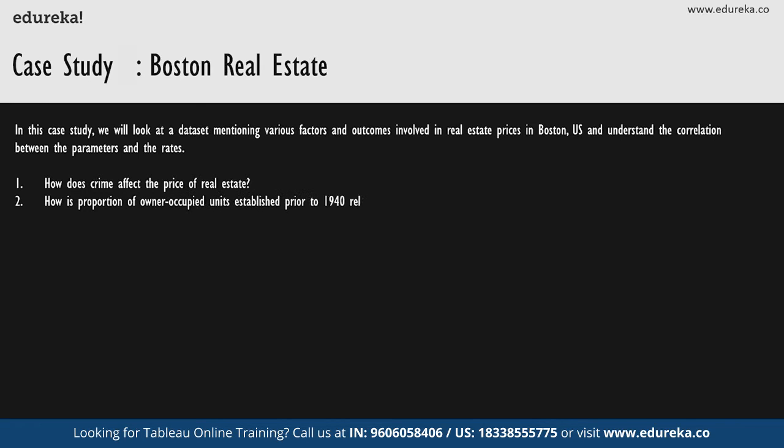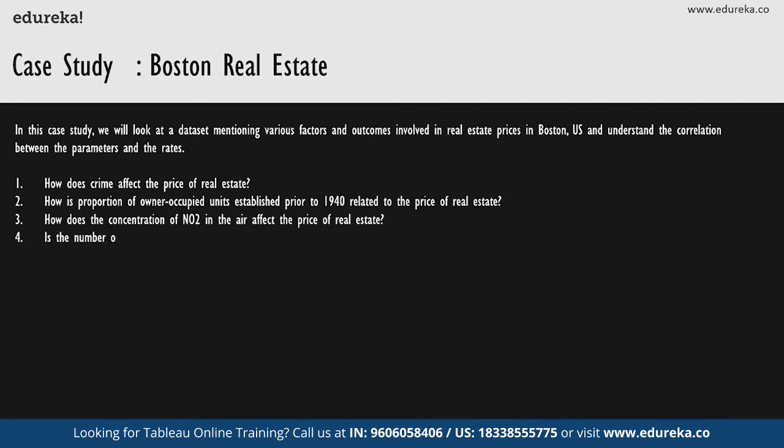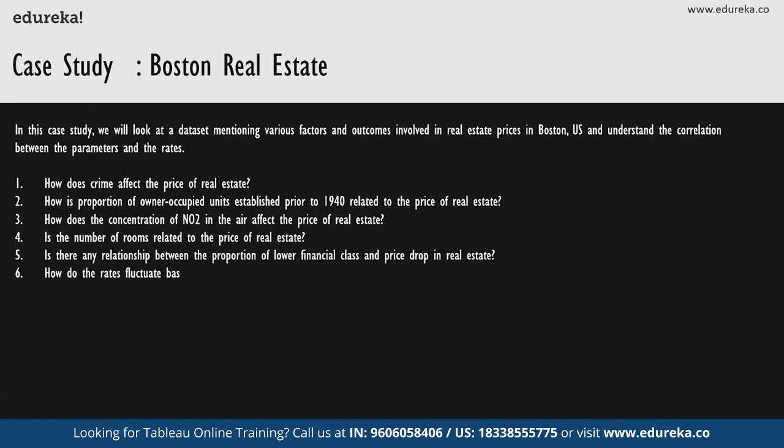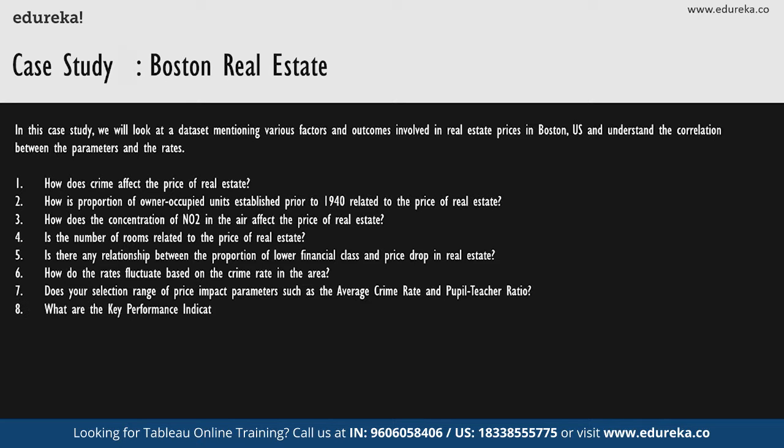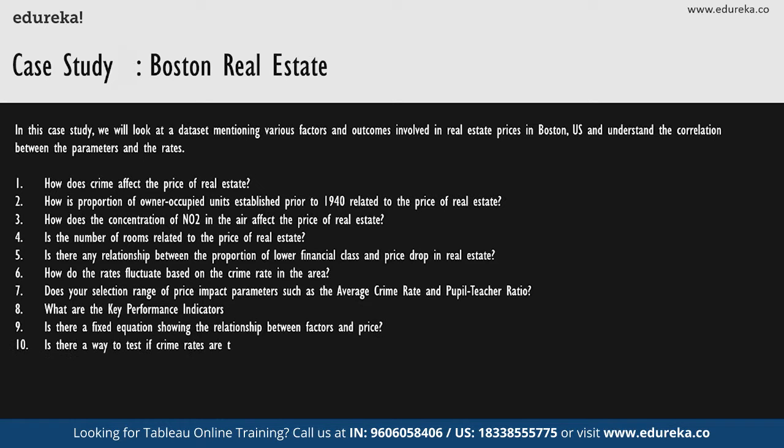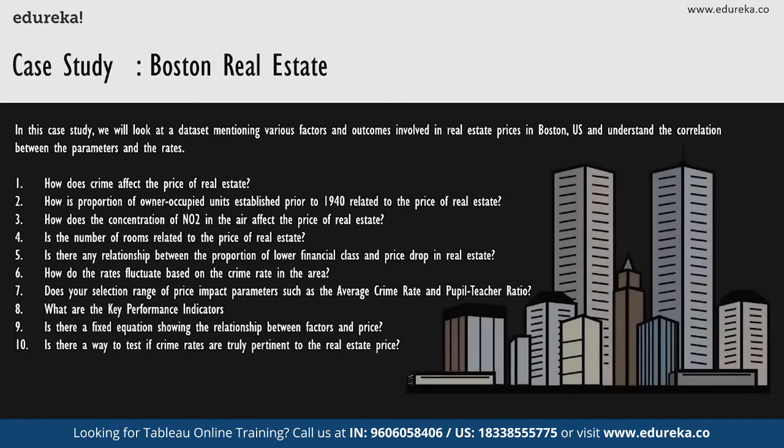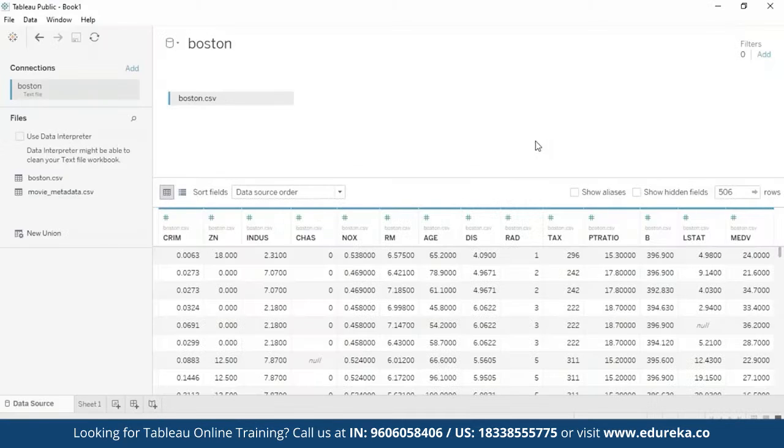Through this exercise, we will try to find out how crime affects the price of real estate, how the age of the building or the proportion of owner occupied buildings affects the price of the estate, how the number of rooms is related to the price of the flat, and how these rates vary in time. Basically, we are going to create a couple of KPIs which are going to help us make a decision regarding purchasing a plot in said real estate. So without much ado, let's move on to our Tableau desktop.